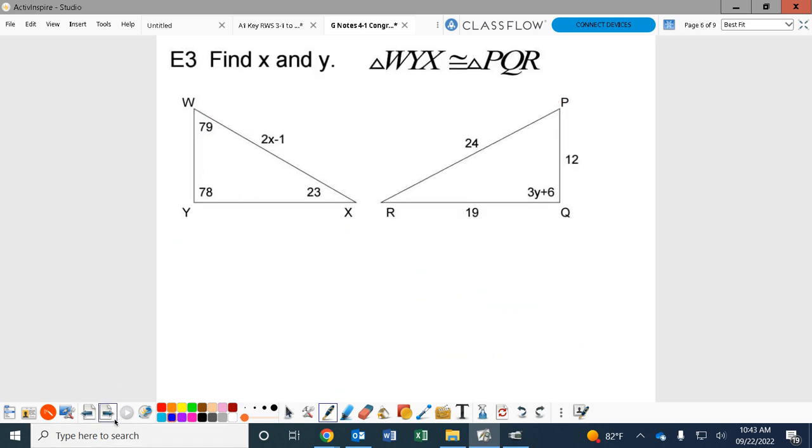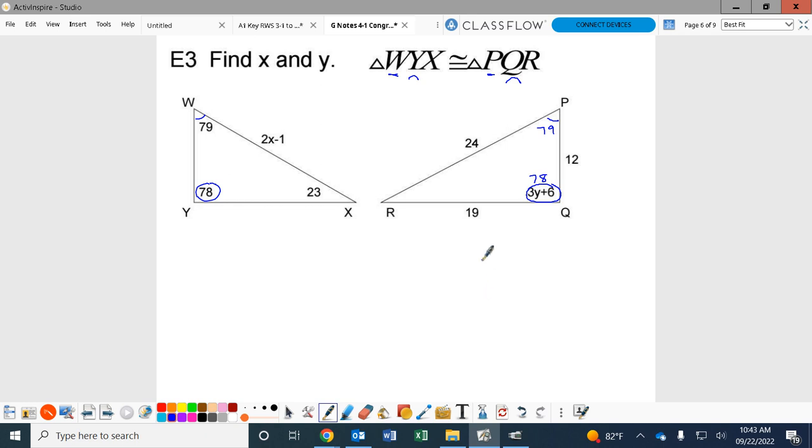So the last part of this, and then the proofs, is going to be the algebra. This is just matching things up, guys. All you're doing is matching things up based on the congruency statement. The W matches up with the P. So if this W is right here, it's going to be the same as the P. So if this one's 79, this one's going to be 79. The Y right here is in the middle, so the Q is in the middle. So whatever the Y is right here, which is 78, the Q over here is also going to be 78.